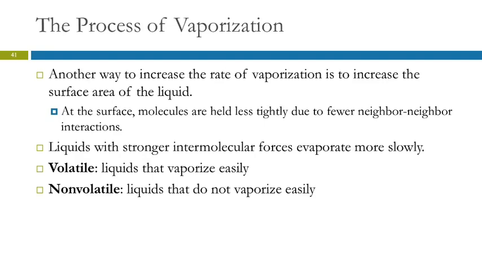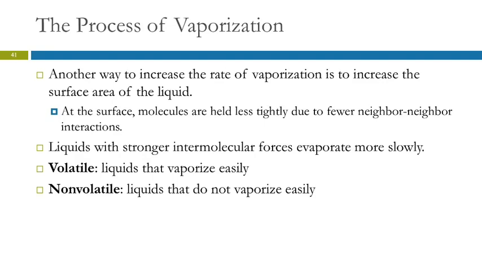Another way to increase the rate of vaporization is to increase the surface area. The particles have to have enough energy to break loose, but they also have to be able to get to the surface. And so if you have more surface area, that means you have more molecules at the surface. You're going to have more molecules that are able to escape.